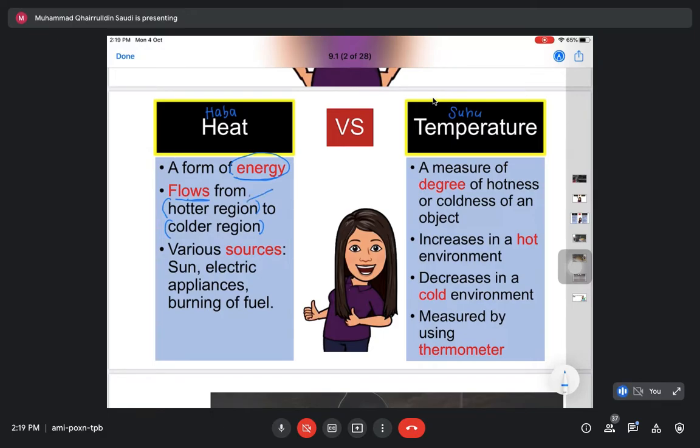Kenapa? Dekat hotter region has higher heat, while at colder region, we got less heat. That is why heat always flows from hotter region to colder region. And heat also has various sources. Various means pelbagai. Ada pelbagai sumber haba. Sumber haba yang pertama sekali adalah our sun. Haba juga boleh keluar daripada electrical appliances, ataupun daripada burning of fuel, ataupun apa-apa yang boleh, ada banyaklah sources of heat.